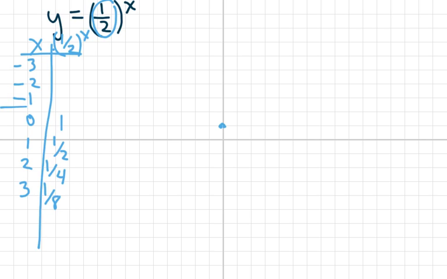Now, for the negatives here, 1/2 to the -1 is actually 2 to the first power. Because remember, this -1 just flips it up. So that's going to be 2, 4, and 8. So what happens here is if I plot it, 1 goes to 1/2. I'm going to do this side because this side's easier. -1 goes to 2. -2 goes to 4. -3 goes to 8. So basically, it goes this way.